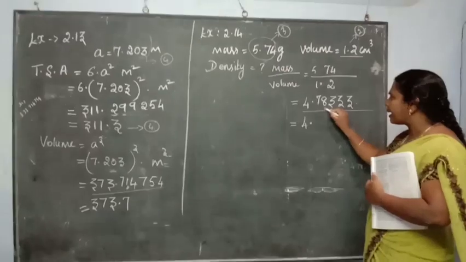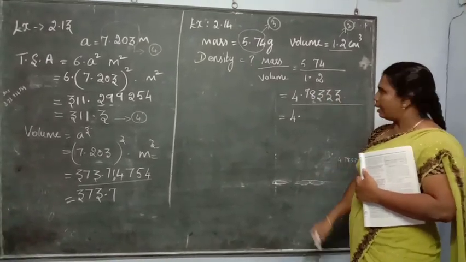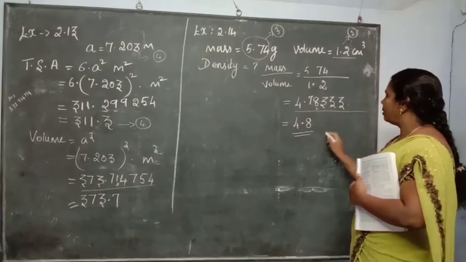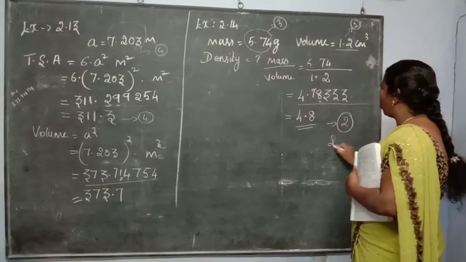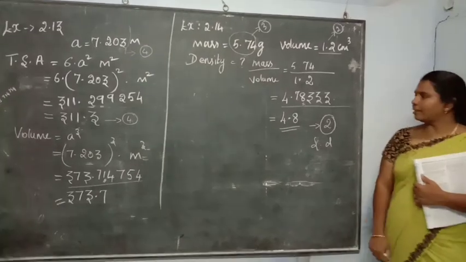See here, the second digit is above 5. So you need to add 1 to the next digit. Therefore, you can write it as 4.8. Therefore, the significant digit is 2. What is the significant digits here? 2. Significant digit here is the 2.